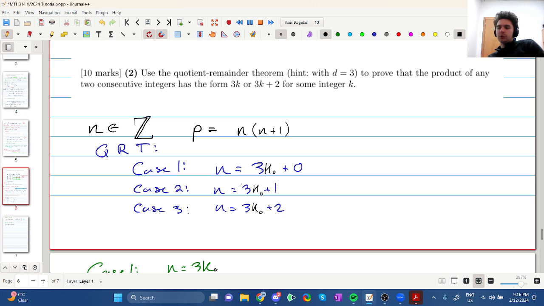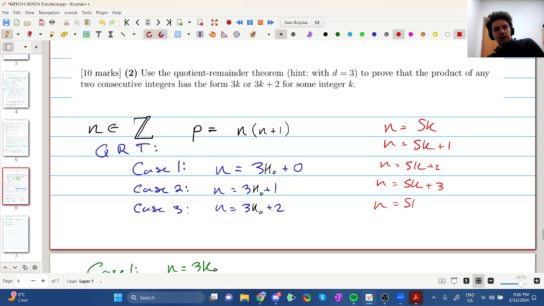Yeah, what allows you to assume that n is one of the 3 cases and absolutely nothing else? This is the quotient remainder theorem. If you look at the statement of the quotient remainder theorem, it breaks it up. Nothing special about 3 here, though. If I chose 5 instead, then I'd have 5 cases. N would be a multiple of 5, 1 above, 2 above, 3 above, or 4 above a multiple of 5.